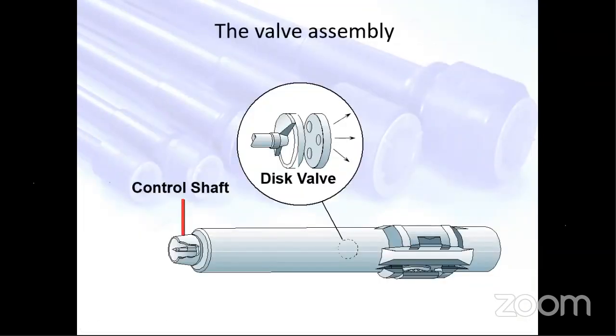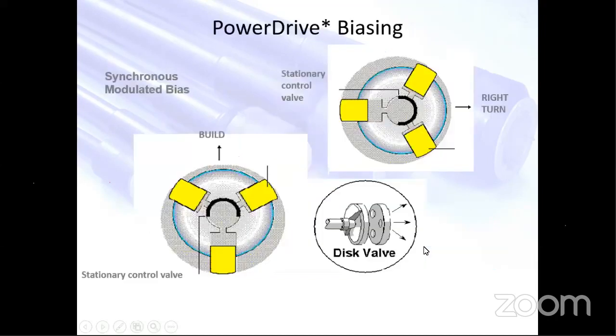Here it represents some of the parts of the rotary steerable system. So this is the pads. We call them pads. Let's move further. Here we have the top view of the rotary steerable system.